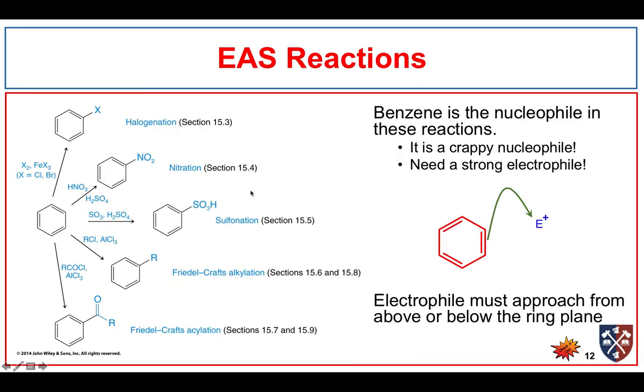So we have a number of electrophilic aromatic substitution reactions that we see here. We've already discussed halogenation, and we can also get nitration, and they all go through the same type of mechanism, which we'll talk about in the next video.